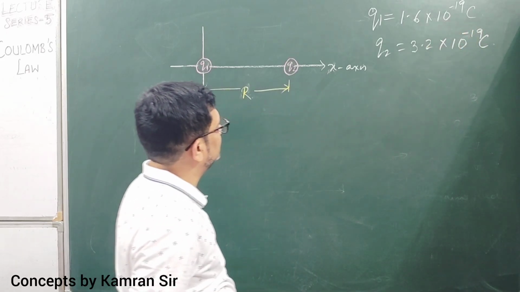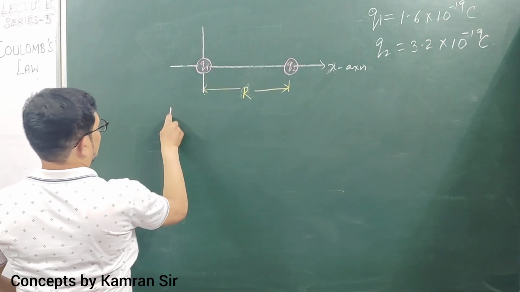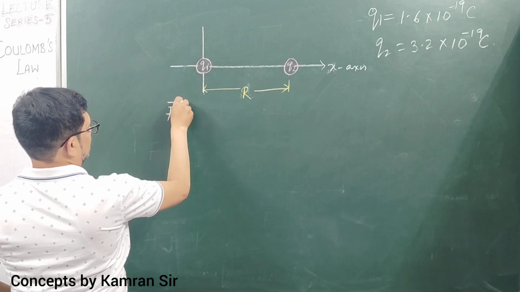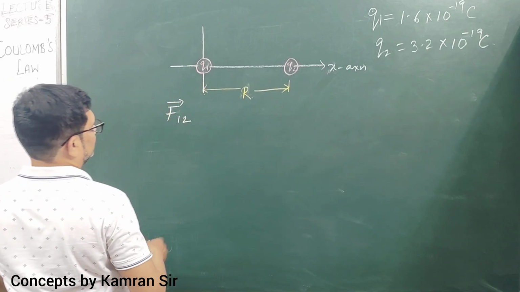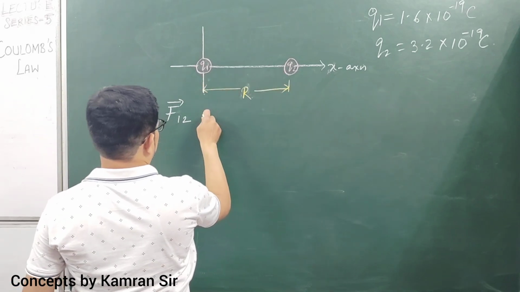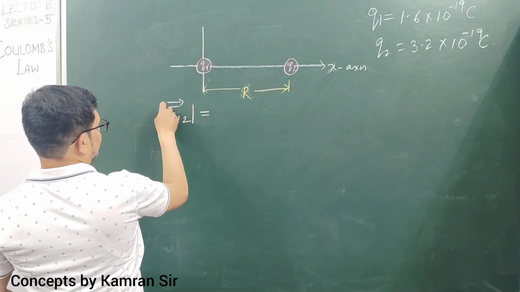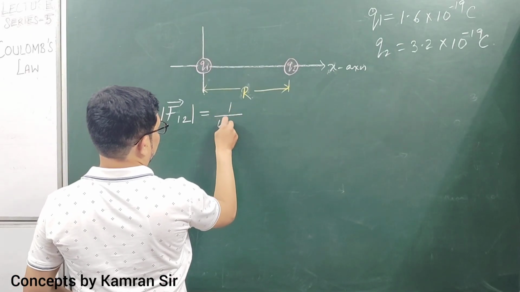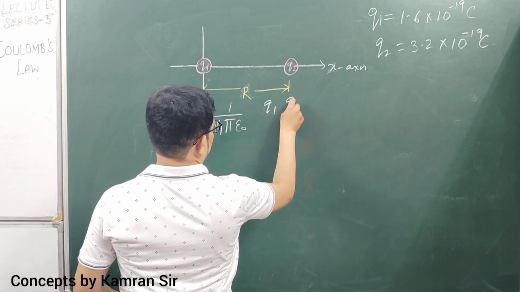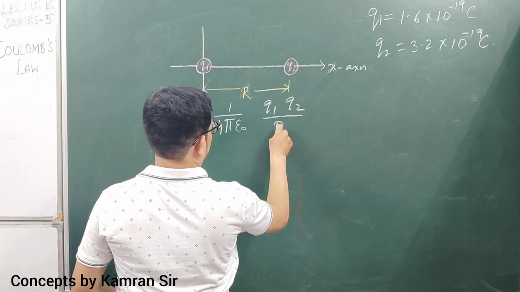Now we want to find what is the force F12 here. What is the force here? Force on 1 because of 2. So we know this. The magnitude of the force goes 1 over 4 pi epsilon naught times Q1 Q2 over R square.